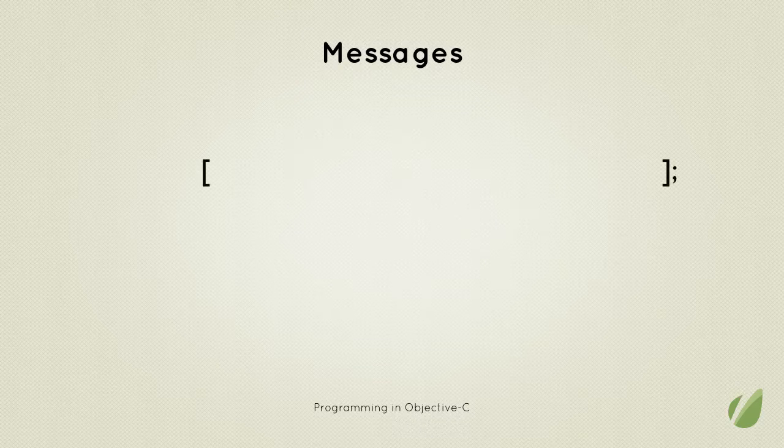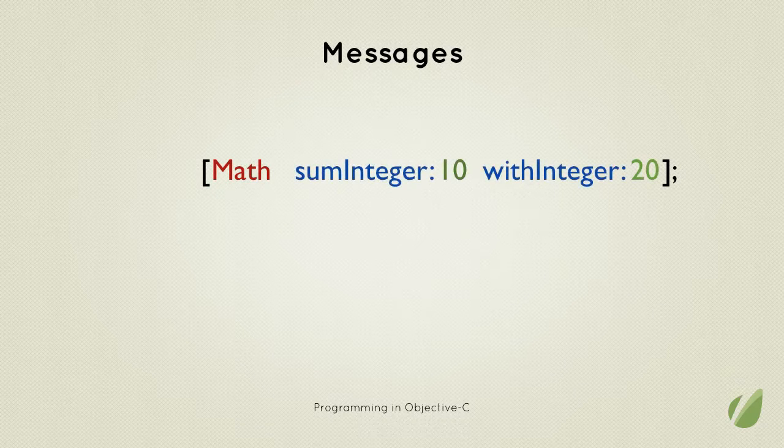Open square brackets, first write the class name, and then the method, which, as you know, is split depending on its parameters. So we say that we are sending the message sumInteger with integer to the class math, and the triggered method returns an integer.